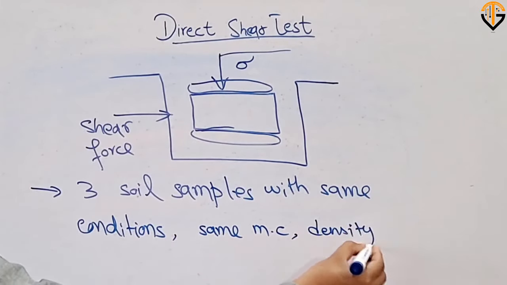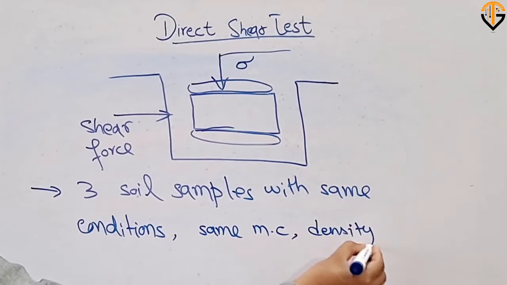And this is how the test is completed in three trials. So after completing these three trials, we have the observation data. Now let's understand how we perform the calculation on the observation data.